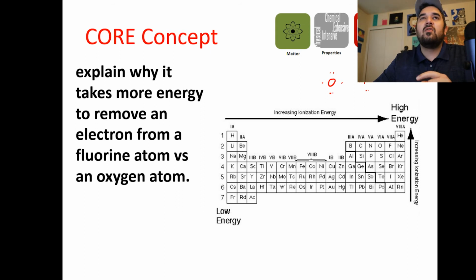Which means fluorine is holding on to the 7 it has really tight, and it's not willing to let them go. Oxygen is doing the same thing, except it's just more willing to let them go than fluorine is. Fluorine will never let an electron go. It holds on to them really, really tight.